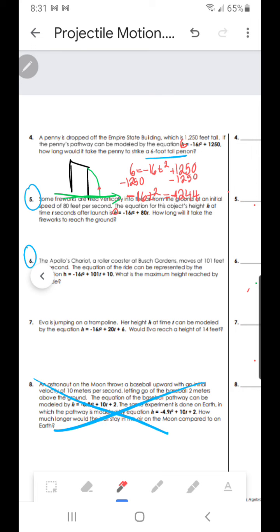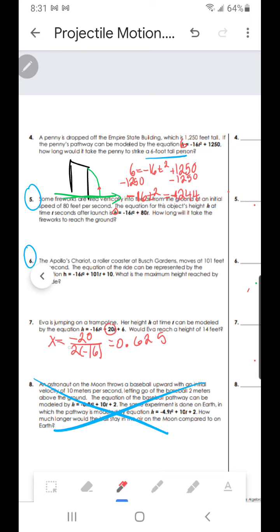Just like you're going to be doing in problem 6, we're finding the y-coordinate of the vertex. So you first have to find the x. x equals negative b over 2a. Negative b is a positive 20, all over 2 times negative 16. And that is going to give me exactly 0.625. So that's the x value, that's going to be the time. So it only takes her less than a second to reach her maximum height on a trampoline.